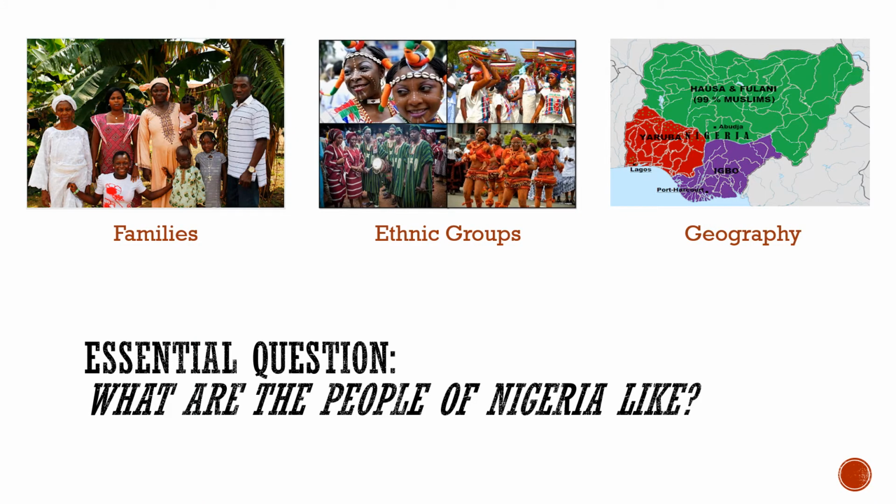So again, like I said, I have 3 subtopics that I'm studying that are going to help support my essential question. My 3 subtopics are families in Nigeria, ethnic groups, and geography. And those all support my essential question of what are the people of Nigeria like?